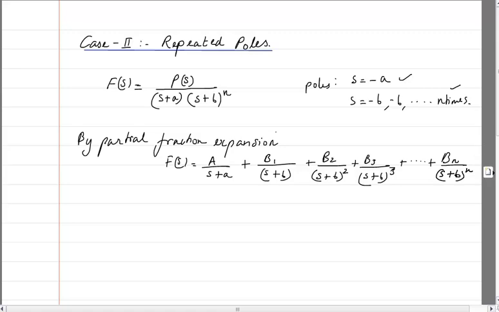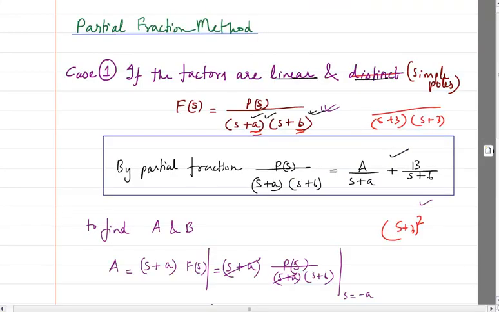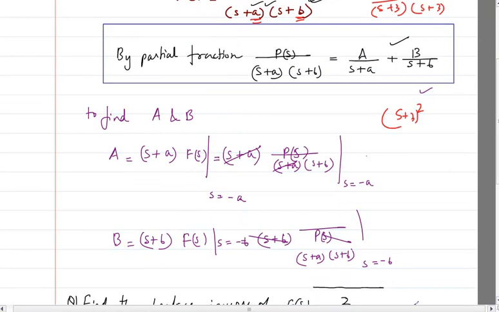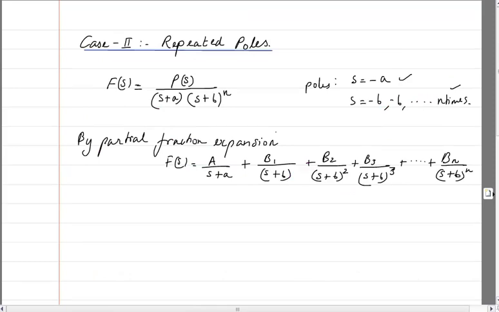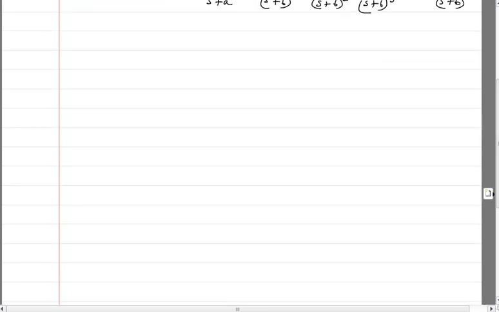Now, just like what we had before, do we have an equation for solving to find the values of A and B, or A, B1, B2, B3? No. Here we employ a different method. That's why we have taken this as case 2. So how do we solve this? To understand that, we'll have to do a problem.